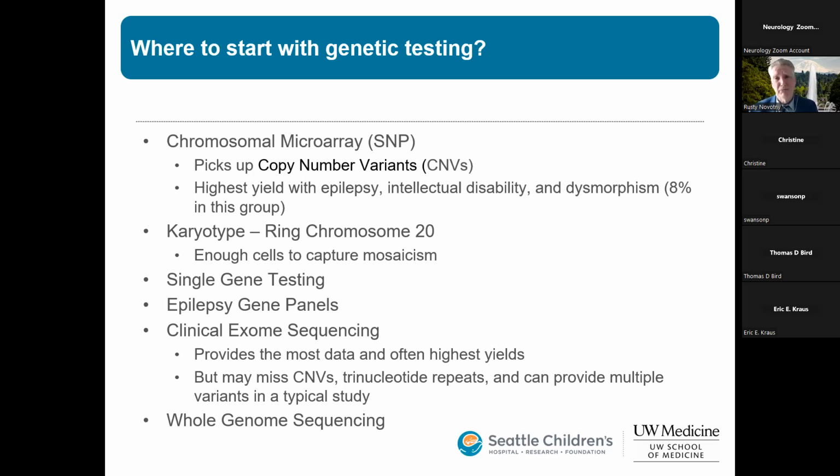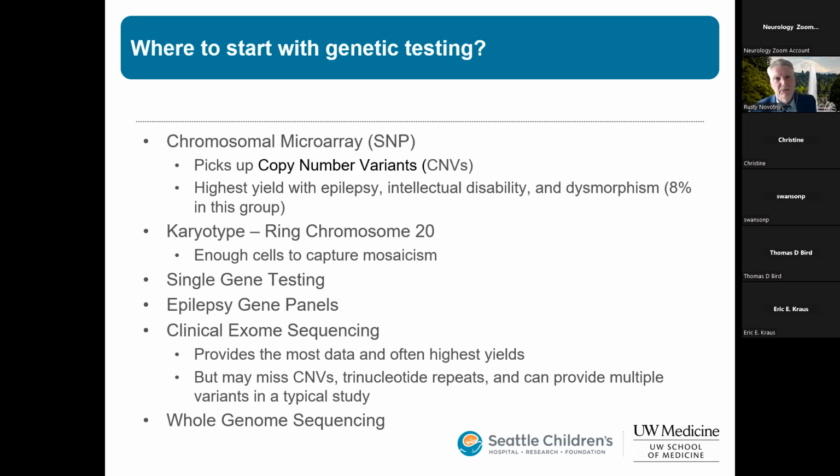And for example, Dravet syndrome, I've certainly diagnosed a few Dravet syndrome just by sending the SCN1A single gene, and that can sometimes be done. But more commonly, there are genetic panels that are focusing on epilepsy. And then more recently, exome sequencing really provides the most data and often highest yield in terms of a diagnostic yield. But there are still some challenges when you do exome sequencing.